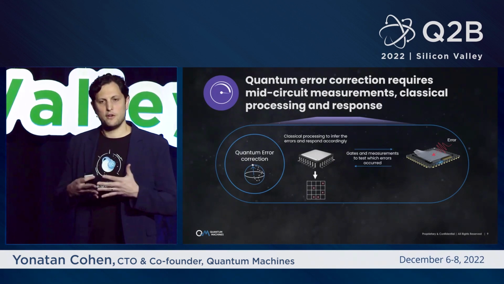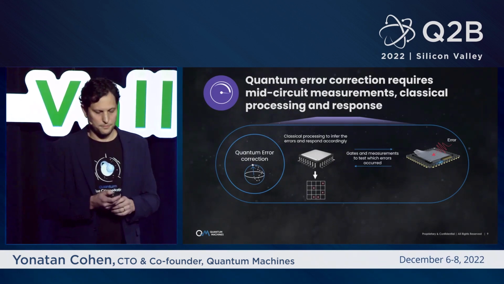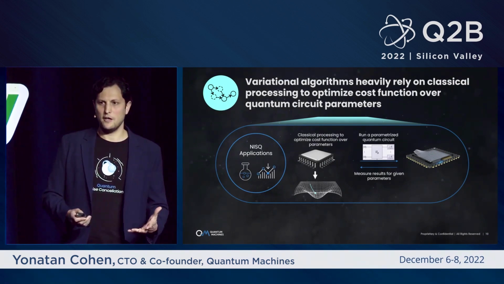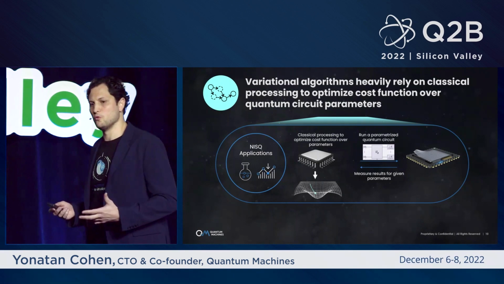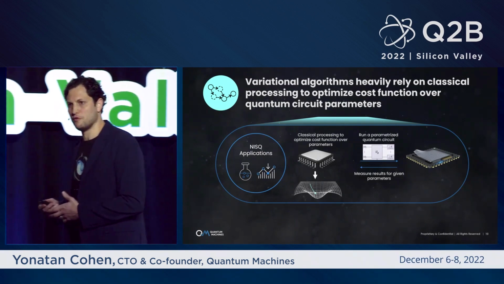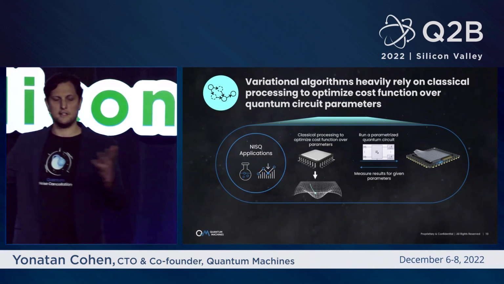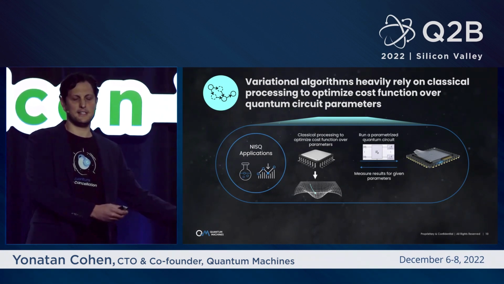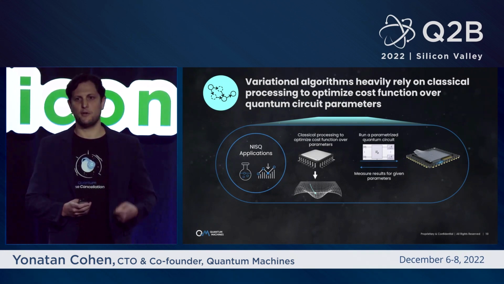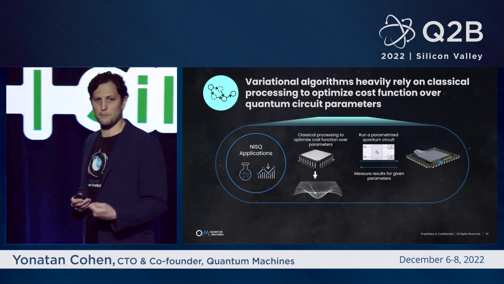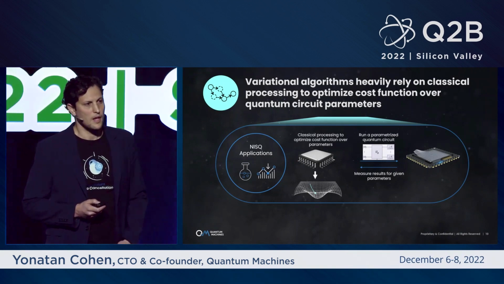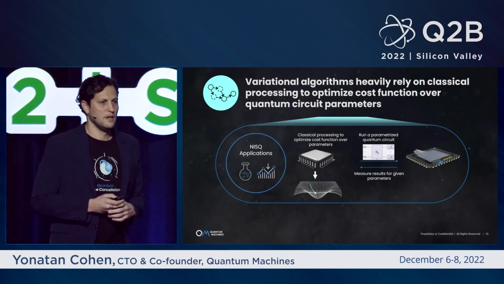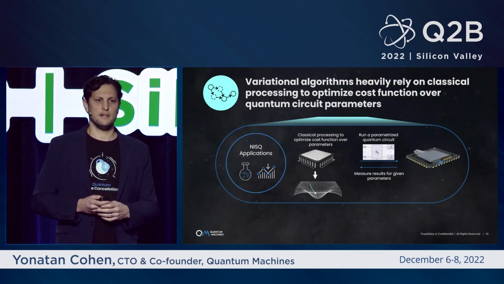And that's, again, very integrated quantum classical processing right there. And of course, there are variational algorithms that heavily rely on classical processing in order to optimize the cost function of interest over the parameters of a quantum circuit. So we send a quantum circuit to the QPU, we make some measurements, we analyze these measurements on the classical side, and then we need to update the parameters of the quantum circuit to minimize the cost function of interest. So in all of these examples, you see that quantum and classical processing are interleaved with one another for various reasons and in various ways.